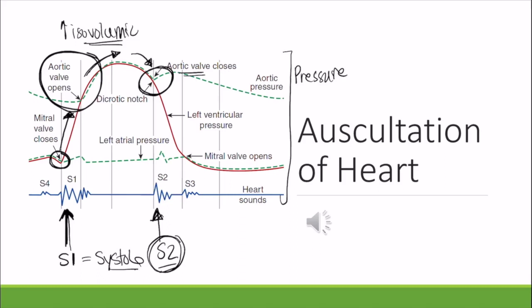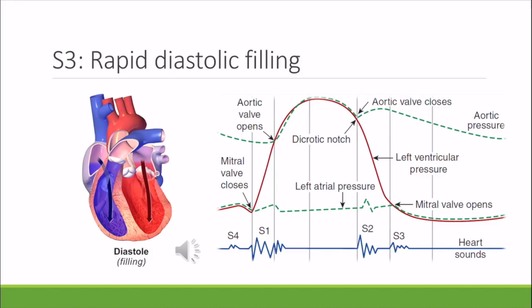So S1 and S2 are our normal heart sounds. That's what you'd expect to find. S3 and S4 are abnormal heart sounds. They shouldn't be there, and when you hear them, it can be a sign of a pathology. So let's first talk about S3.